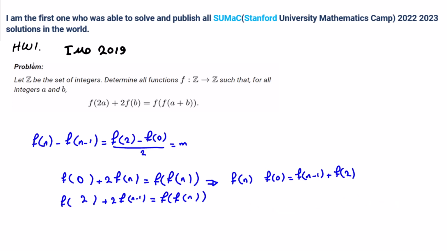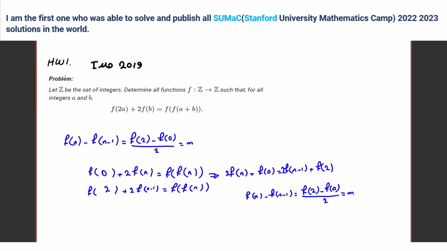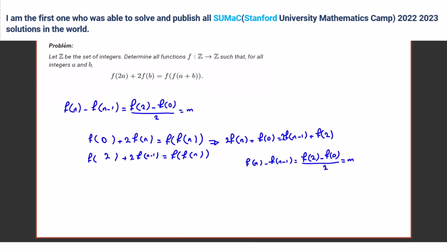So let's correct this. 2f(n) plus f(0) is equal to 2f(n minus 1) plus f(2), so f(n) minus f(n minus 1) is equal to (f(2) minus f(0)) over 2, right? Which is m. Okay, how can we say it is a linear function? It is in integers. That's the reason we can say linear function. But how can we prove it?